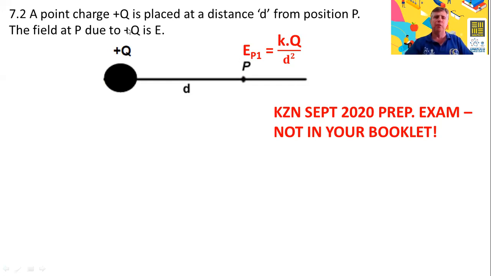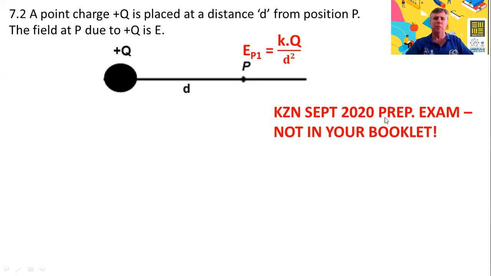There's a point charge plus Q placed a distance d from position P. The field at P due to plus Q is E. Now, please don't think that that's potential energy EP. That's the electric field at P. And we've put a 1 because it's due to the first charge.